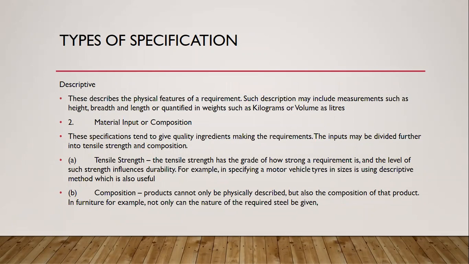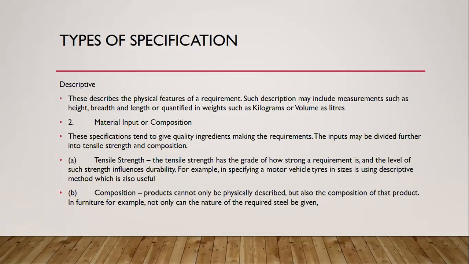We have various types of specification, and the first one is descriptive specification. This normally describes the physical features or requirements that are needed in a particular item. They normally give the height, the breadth or the length, the quantified weight in kilograms, or the volumes. The other one is the material input or material specification. Basically, in this type of specification, it gives the quantity or the quality of ingredients that are required to make a particular item. Basically, it shows some of the inputs.